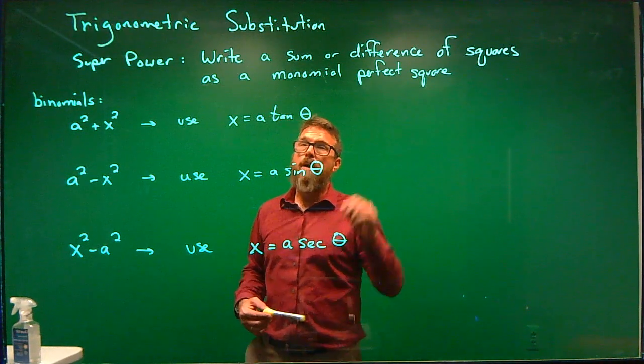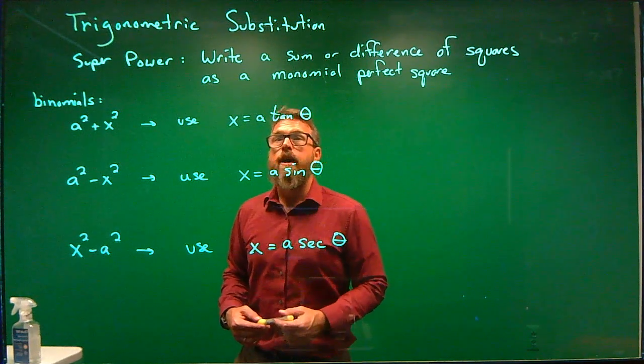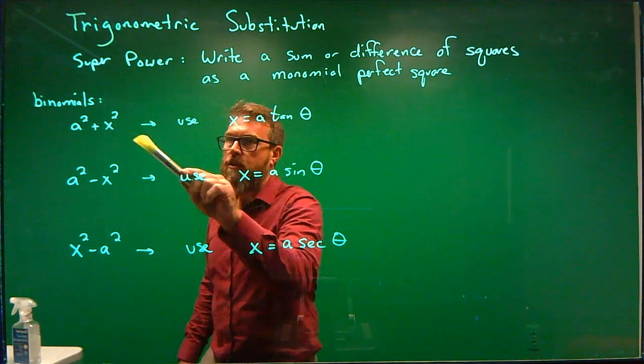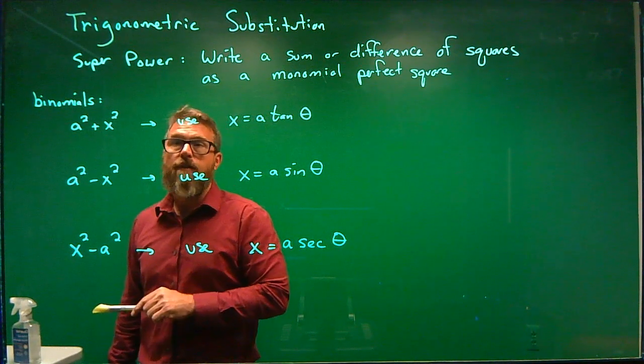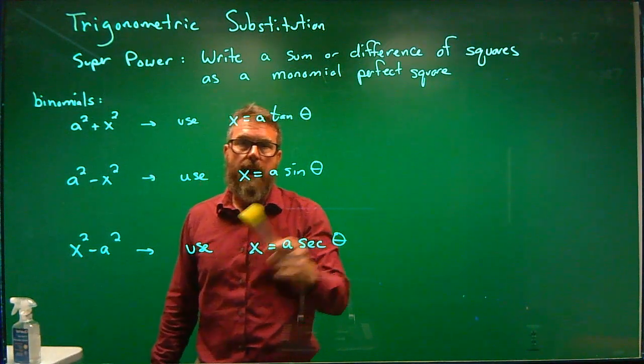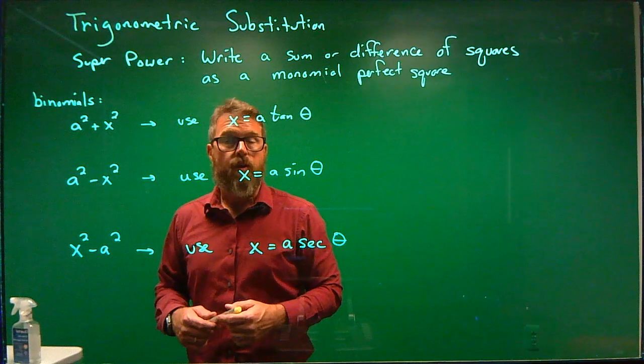So today we're going to cover trig substitutions. And really the superpower of our trig substitutions is that we can write a sum or a difference of squares as a monomial perfect square, and I'll show you how this works. I consider these sums and differences of perfect squares, and my goal is to write this as a monomial that's also a perfect square. And the way we do this is through trigonometry.